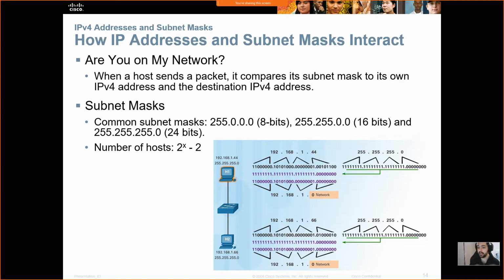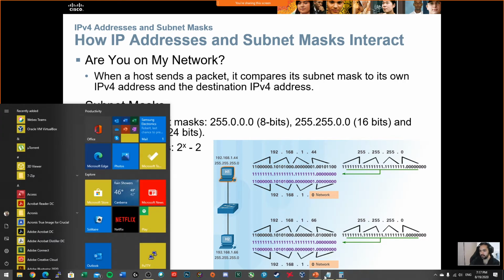And the minus 2 is because I cannot use the all zeros, and I cannot use the all ones, because the all zeros represent the network. They cannot be used for a host. And the all ones represent the broadcast address. They cannot be assigned for a host. Is that clear to everybody here? I hope that's clear. Let's do a little bit of calculations here in our example.